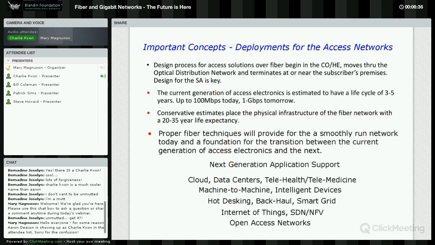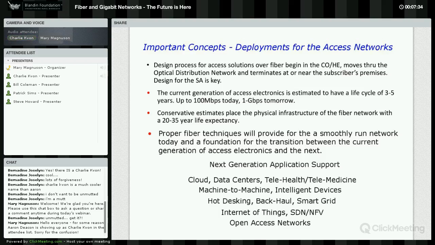So before I get into anything really about networks, I need you to understand some important concepts. And I typically talk to the same slide throughout the industry today because it's missed on a lot of people. The design process for access solutions over fiber. And again, I'm not talking about long haul or metro fibers or anything of that nature. I'm really looking at access to that, whether it's a residence or a small business or multi-dwelling apartments, schools, etc., that require access to some network. It begins in the central office or head end and moves through the optical distribution network or the outside plant, and it typically terminates at or near the subscriber premises.